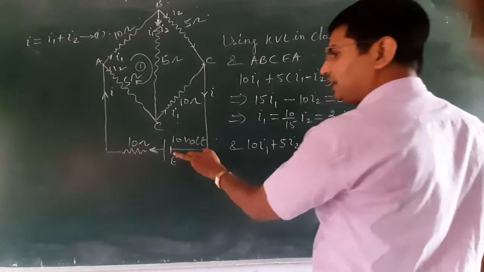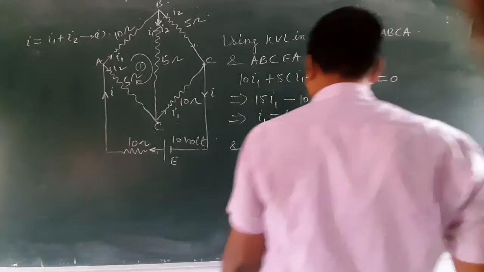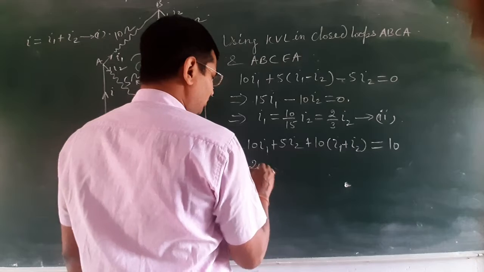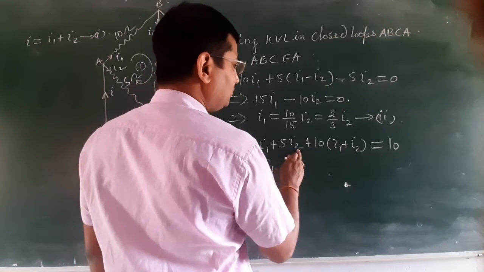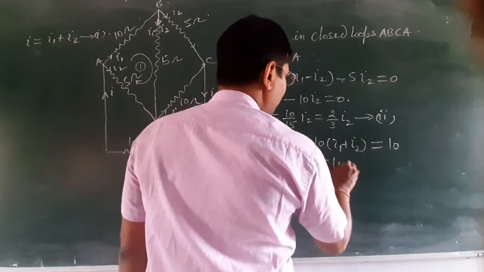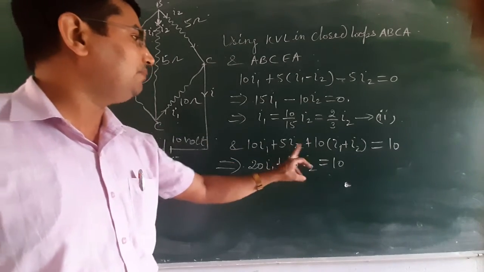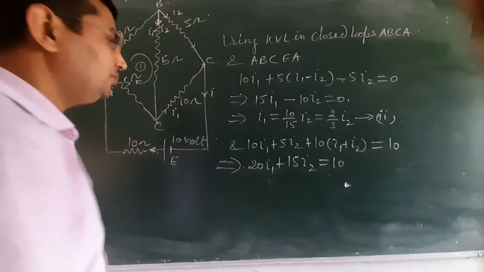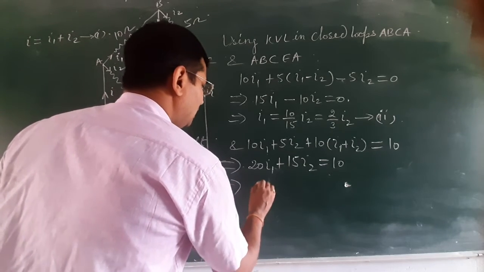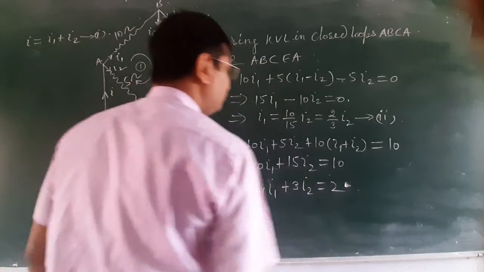And here you are moving from negative to positive, means towards increasing potential, therefore it will be 10. So this is 10 I1, 10 I1, it will be 20 I1, 5 I2, 10 I2, it will be 15 I2 is equal to 10. Any doubt? 10 I1, 10 I1, 20 I1, 5 I2 plus 10 I2, 15 I2. By dividing by 5, this will be 4 I1 plus 3 I2 is equal to 2.